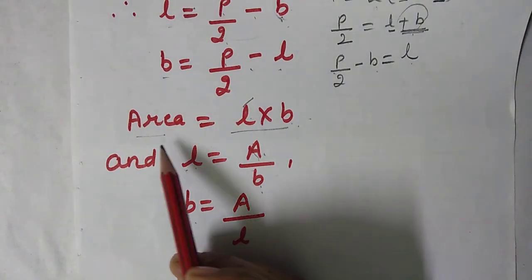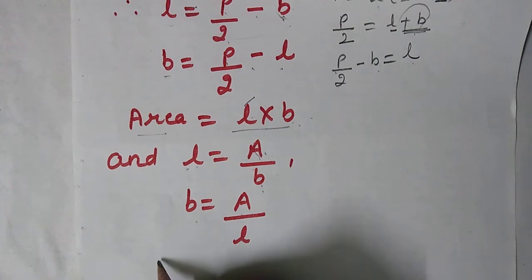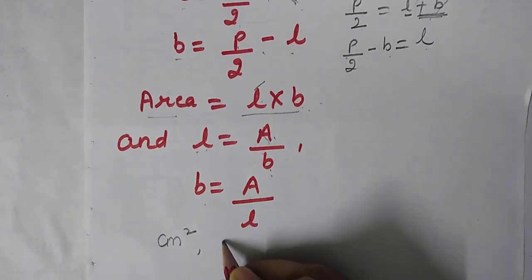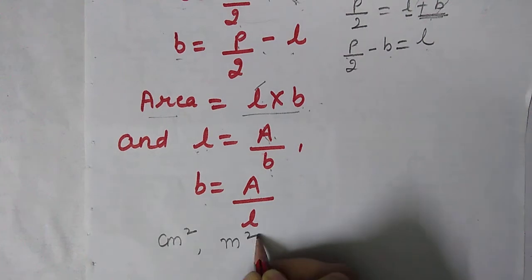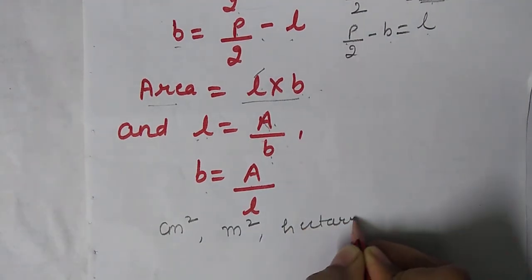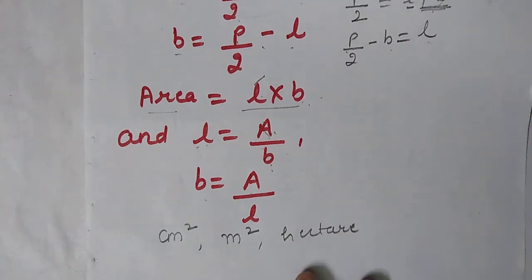So again the unit of area, it may be square centimeter, written as square centimeter. It may be square meter, written like this. It may be hectare also. Okay, so these are the units.